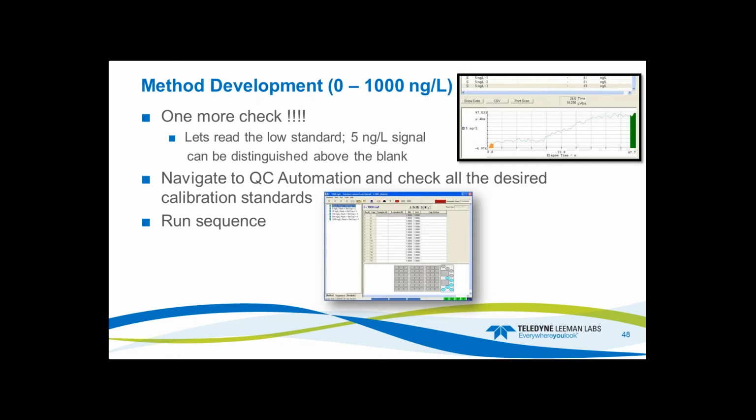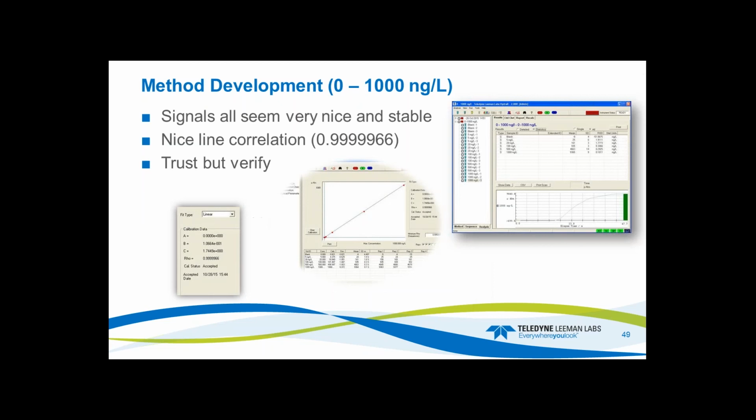So let's navigate to the QC automation and check all the desired calibration standards we want to run, and then go back to the sequence page. They should be loaded, and then we can run that calibration. All the signals seem very nice and stable. I ended up with a nice correlation with this method, 5 9s and 6 6, but trust but verify.